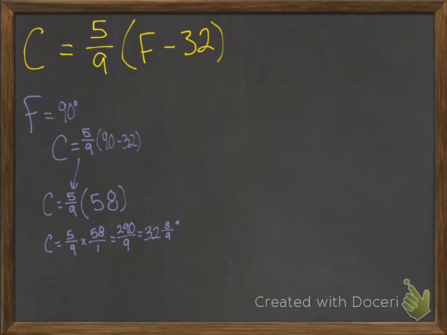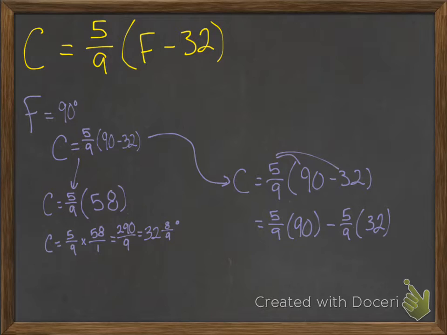All right, now what if I didn't want to do that? What if I want to use the distributive property? Well, same initial process. I'm still plugging that 90 in for F, but now I'm going to distribute that 5/9 to the 90 and that 5/9 to the 32. So I get 5/9 times 90 minus, because we originally had a minus sign, so minus 5/9 times 32.